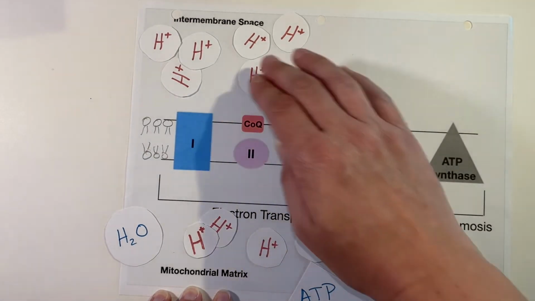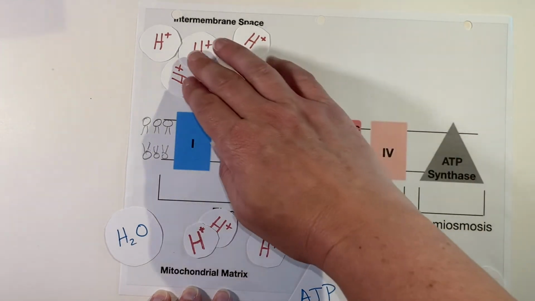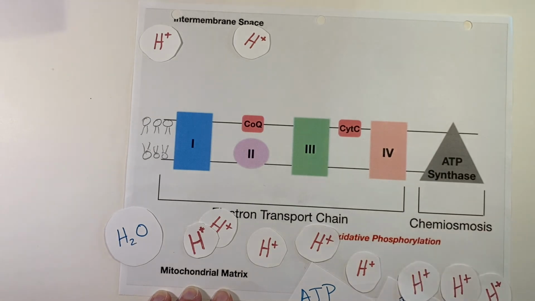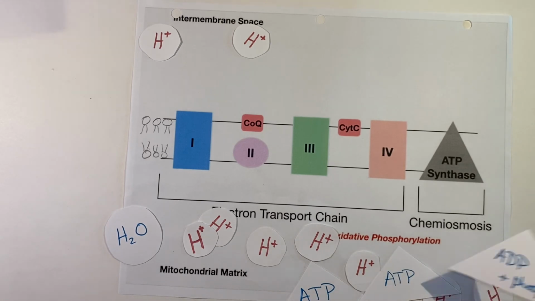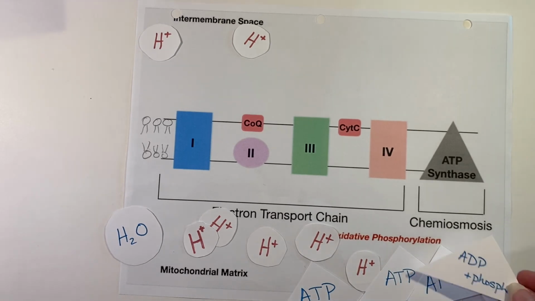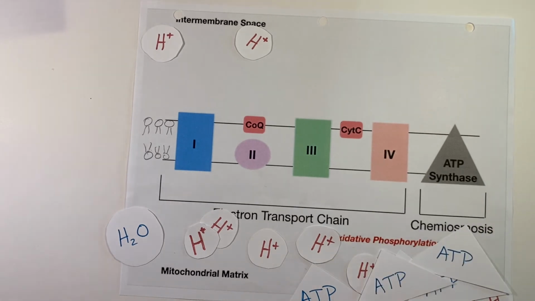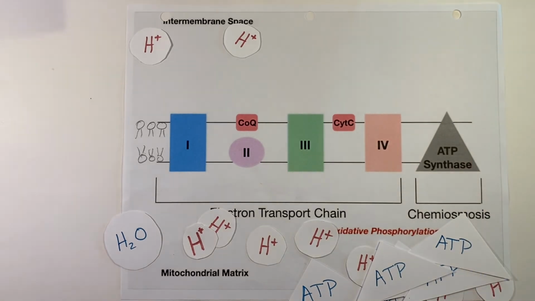Okay, so we're pulling these hydrogens back down to where they want to be, back down into the mitochondrial matrix, and we are just slamming phosphates onto ADPs to make our ATP. And this is where most of the ATP in cellular respiration happens, right here at the very end of stage 4, oxidative phosphorylation.